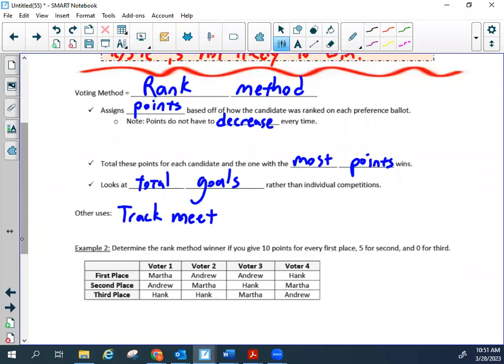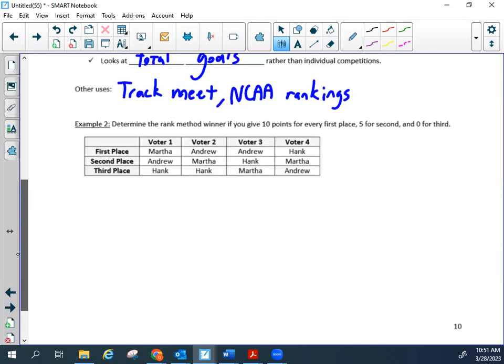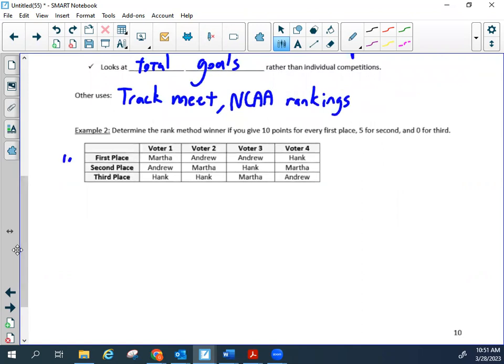Some other uses: NCAA rankings for sports fans, and we're actually going to see an example of that in a minute. So determine the winner here. If we give 10 points for first place, 5 points for second place, and no points for last place.